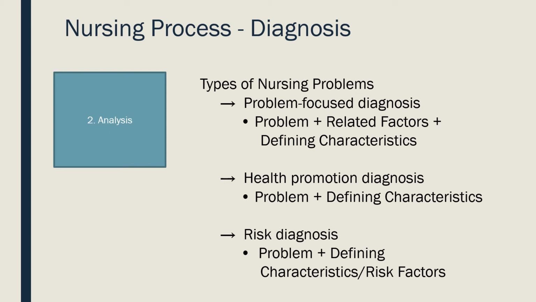Health promotion is an analysis statement of motivation to improve. This statement is going to include the problem plus the evidence. So for example, do they have a readiness for enhanced coping? Right, we're at health promotion. We're enhancing their coping: readiness for enhanced coping, as evidenced by seeking social support and knowledge of new strategies. Those are the characteristics that are going to help with this problem. And then the last type of analysis we can think about is risk diagnosis.